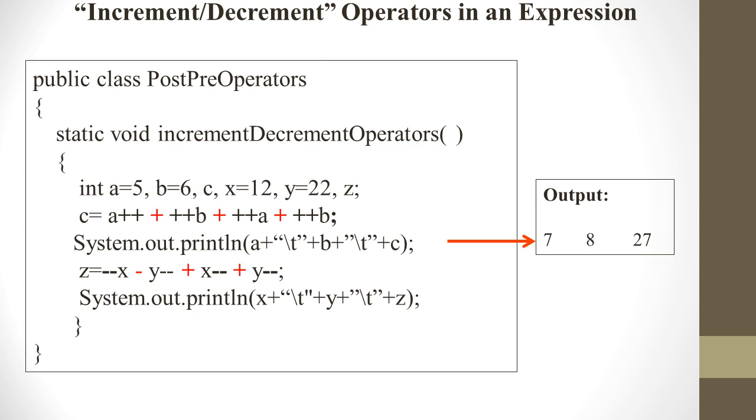Thus z equals 11 minus 22 plus 11 plus 21, the total is 21, and the last value of x is 10 and y is 20, and hence the output is 10, 20, 21. It means the value of x equals 10, y equals 20 and z equals 21.